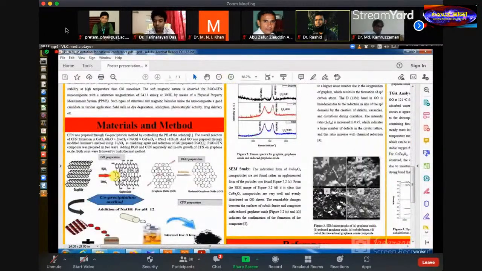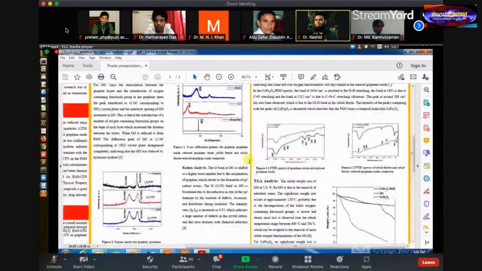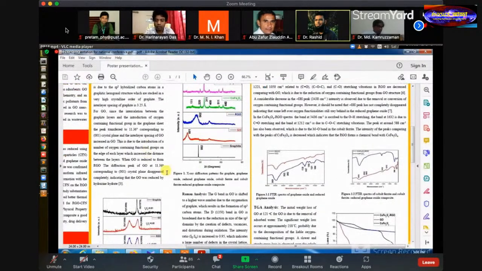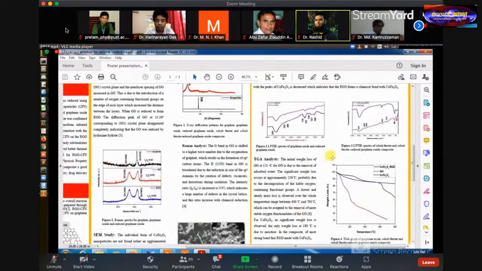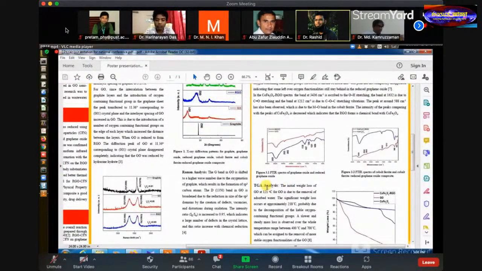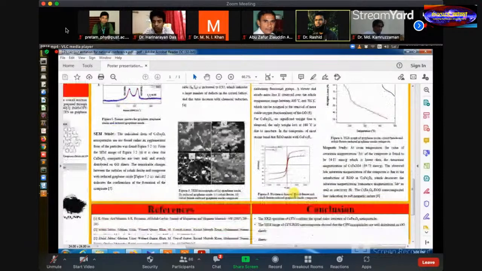The RGO-CFN composite was prepared in two routes: adding RGO and CFN separately, and increasing growth of CFN on graphene oxide. Both routes are displayed in the following figures. Results and discussion. Structural characterization was done through XRD analysis, Raman analysis, and AFM analysis. The oxygen containing functionalities were characterized through FTIR analysis. The stability of the composite was analyzed by TGA, and magnetic behavior was examined through the hysteresis loop.